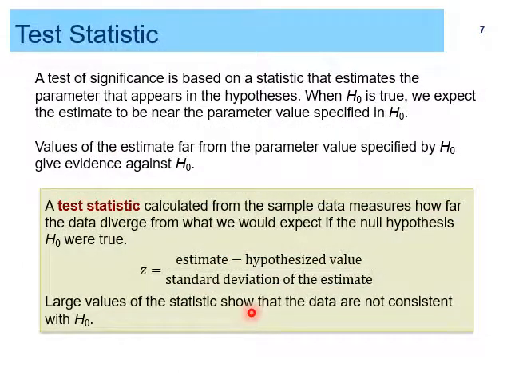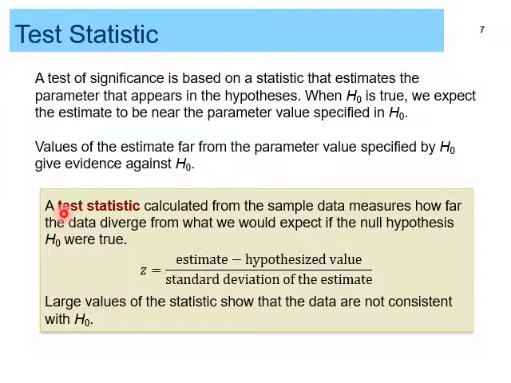Next, the test statistic. A test of significance is based on a statistic that estimates the parameter that appears in the hypotheses. When the null hypothesis is true, we expect the estimate to be near the parameter value specified in the null hypothesis. Values of the estimate far from the parameter value specified by the null hypothesis give evidence against the null hypothesis. We will understand all these points in more detail later.